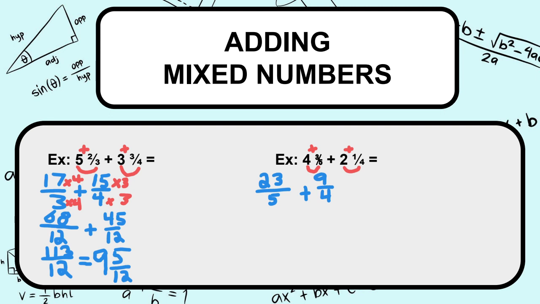Now, we check our denominators. They are not common, so we need to multiply. So we're going to multiply 23/5. We're going to multiply both the denominator and the numerator by 4. That's what we do to the denominator. We also have to do to the numerator and vice versa. And on the other side, we're going to multiply the numerator and denominator both by 5.